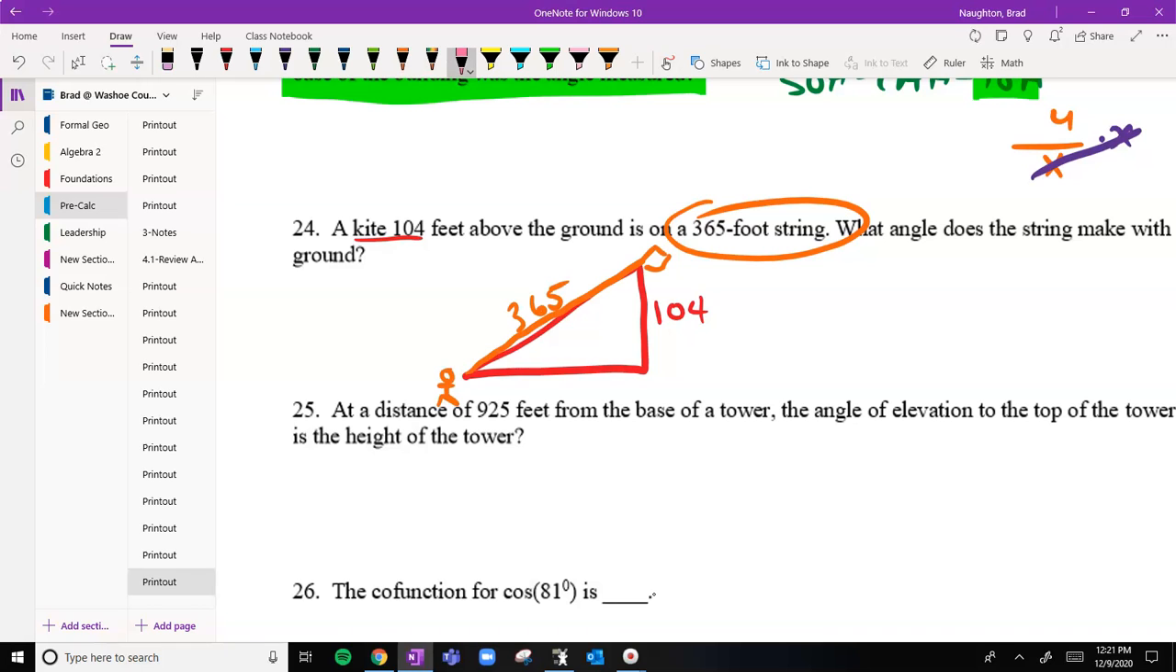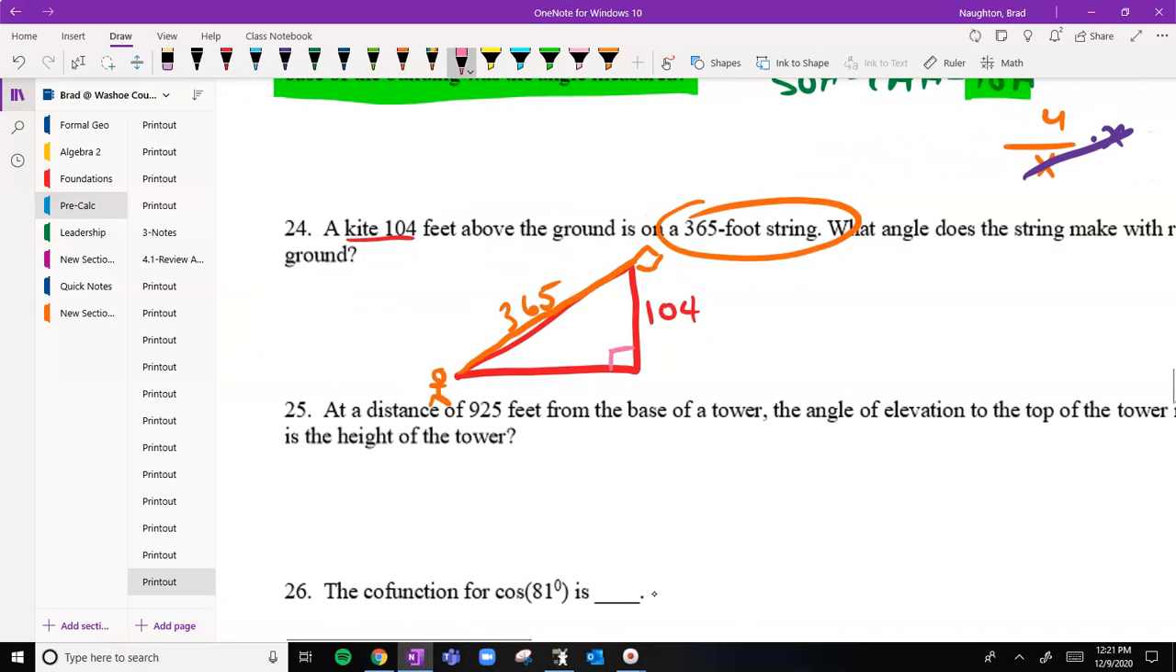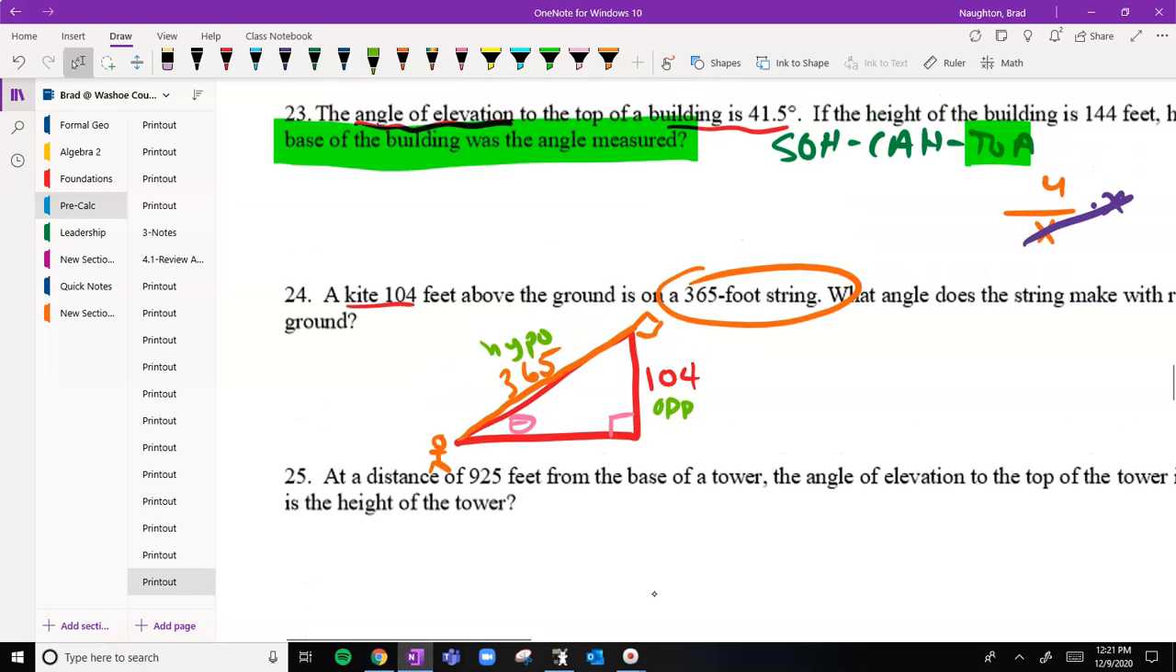Okay. So I have a lovely 90-degree box because we talk about height is straight up and down. And what angle does it make in respect to the ground? So that's going to be that angle right there. So I have an opposite. I have a hypotenuse. And using the same SOHCAHTOA we've been using, we want to use our sine. So I'm going to go sine of some theta we don't know yet is equal to 104 over 365.